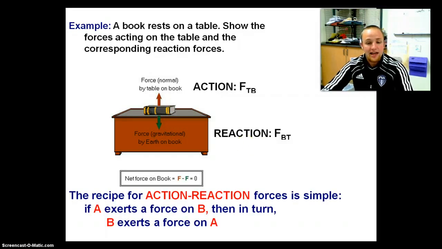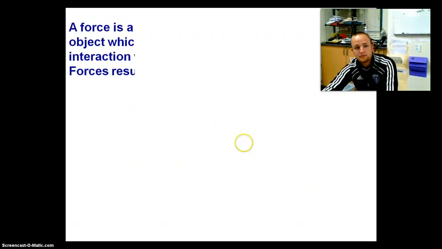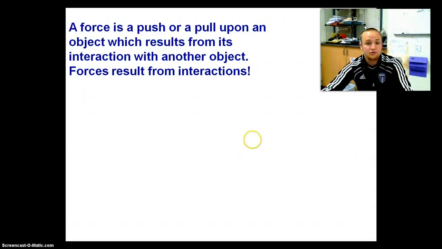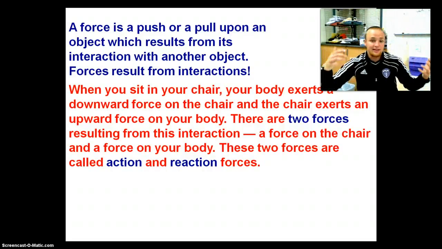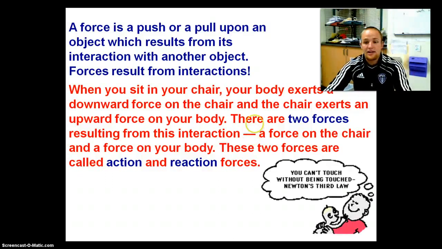If A exerts a force on B, then B is going to exert a force on A. So I sit in my chair, and my chair pushes back. That's it. A force is a push or pull, we know that, and it results from interactions. When I sit in my chair, my body pushes downward, and then the chair pushes back. These are the two forces from the interaction. These are my action and reaction. You can't touch without being touched. That's what this says.